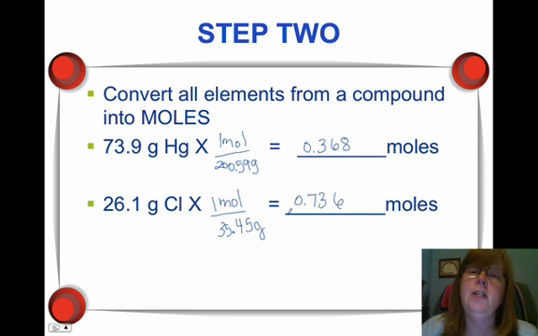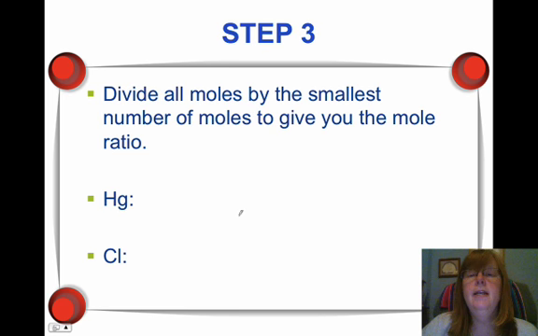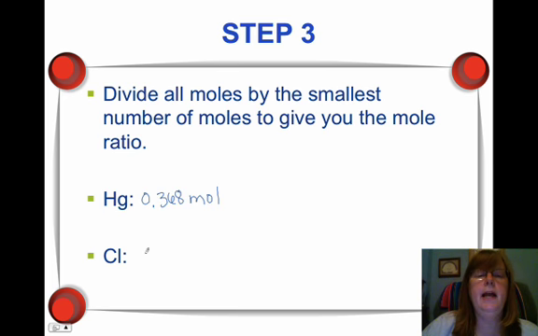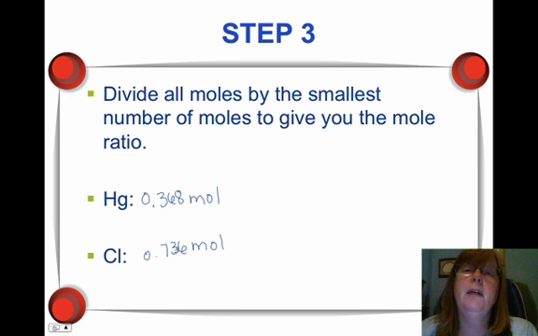Okay, so step 2 was converting the grams to moles. Step 3, well, let's go ahead and write down the moles that we just calculated. For mercury, we had 0.368 moles, and for chlorine we had 0.736 moles. All right, what we're going to do is divide all the moles by the smallest number of moles, and that's going to give us the mole ratio.